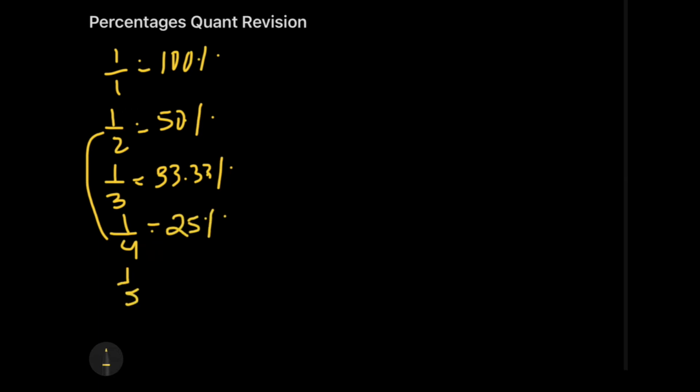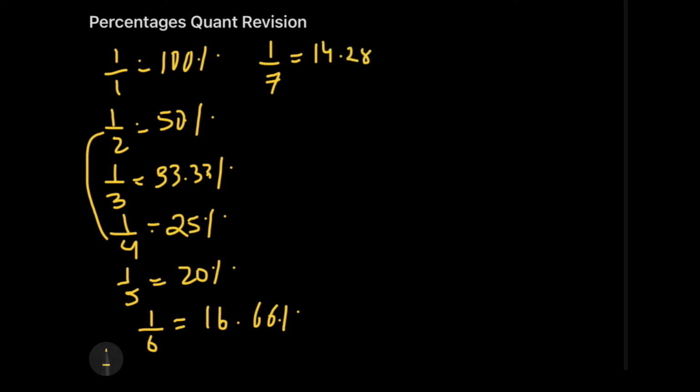Similarly, 1 by 5 is 20%, and 1 by 6 will be half of what we get in 33.33%, right? So in that case, what will be the value which we'll get? We'll be getting 1 by 6 as 16.66. Then moving further to 1 by 7. Now 1 by 7 can be remembered in a nice way, 14.28%, because 7 twos are 14 and 7 fours are 28. So you can remember it that way.